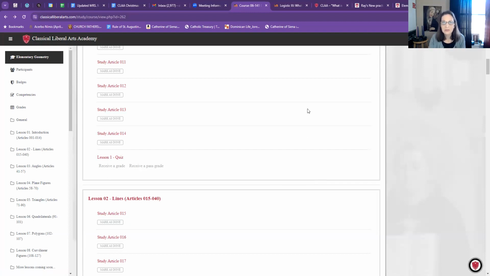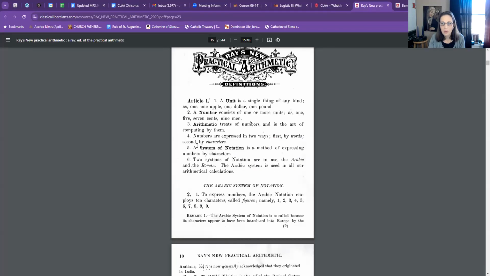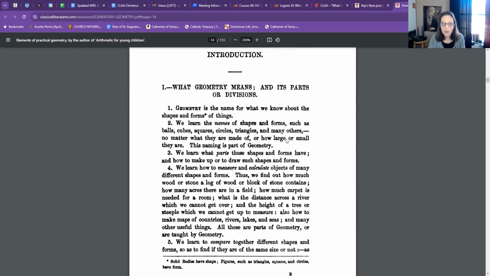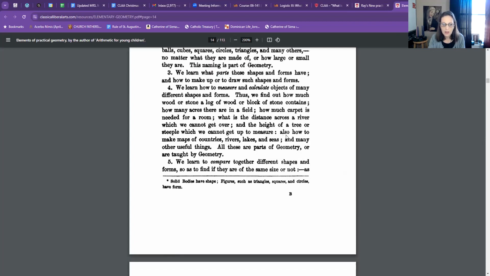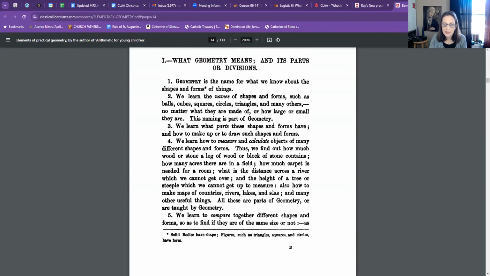So that's everything I wanted to go over today. We started Logistic 3. Right here, we learned about numbers. We learned about what a unit is, what a number is, and what arithmetic treats of. We learned about systems of notation, and we learned about the Arabic system that we're going to be using, okay? And then we went through geometry, and we learned what geometry is, and we learned all about solid geometry, okay? So that's all we're going to work on today.